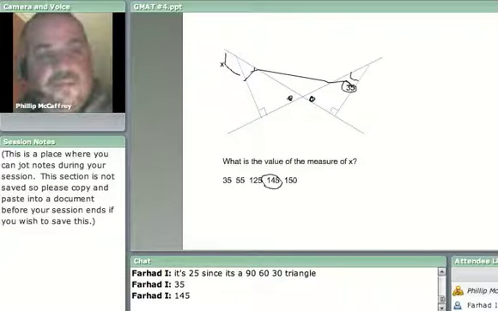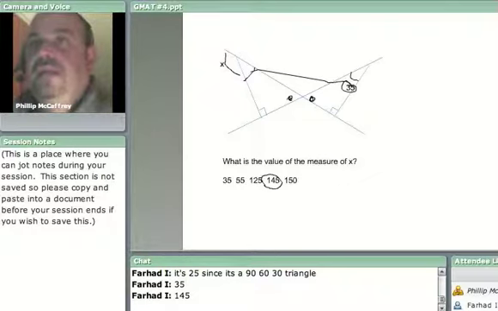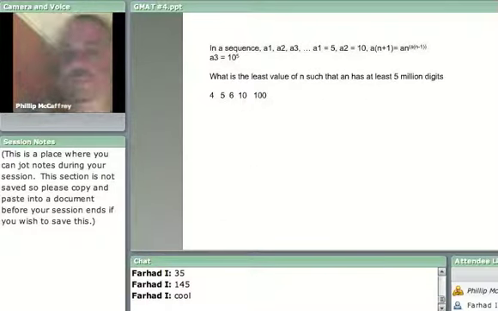We have 4 more problems to do in this session. This is a fun problem. I really liked this problem.